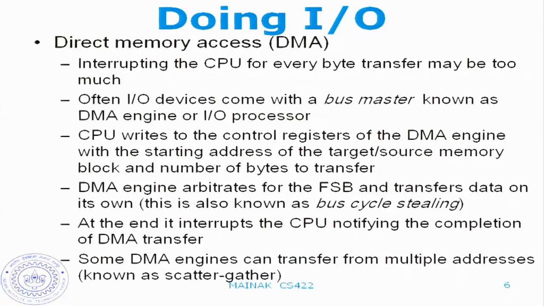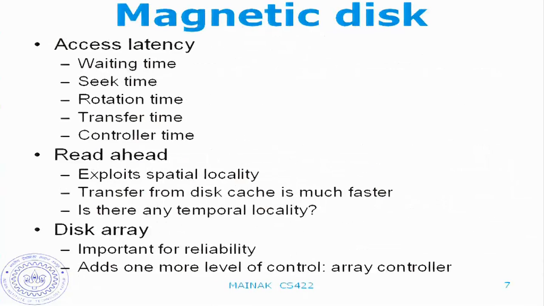Some DMA engines can transfer from multiple addresses, also known as scatter-gather. For example, you may specify a list of addresses as the source and another list of addresses as the target. It will copy a word from this address to that, this address to there, and so on. So it can scatter certain bytes and also gather certain bytes.